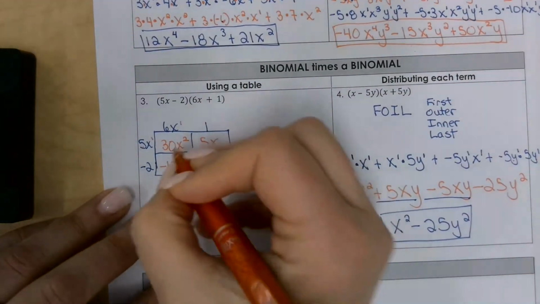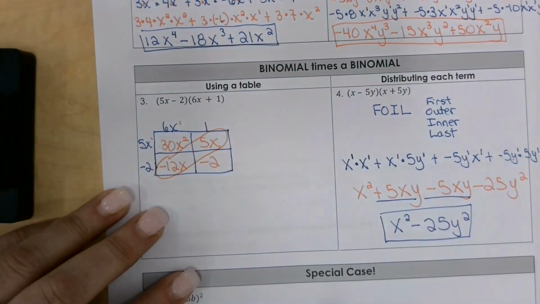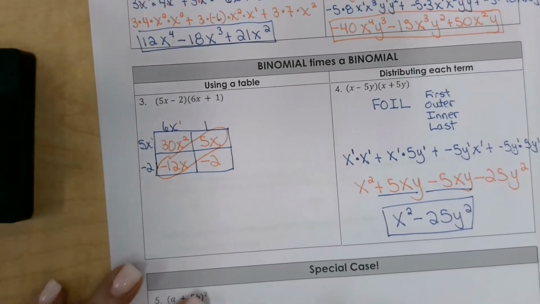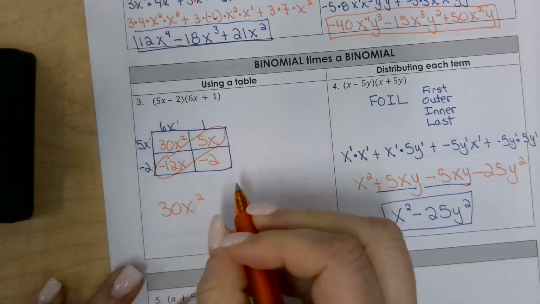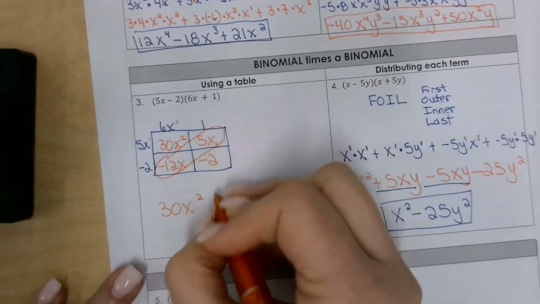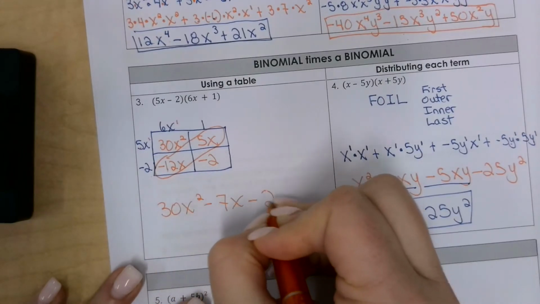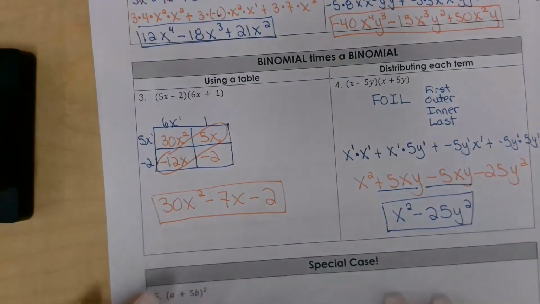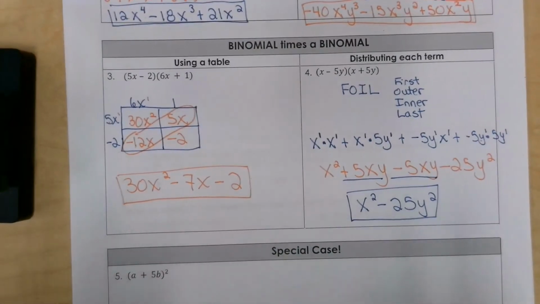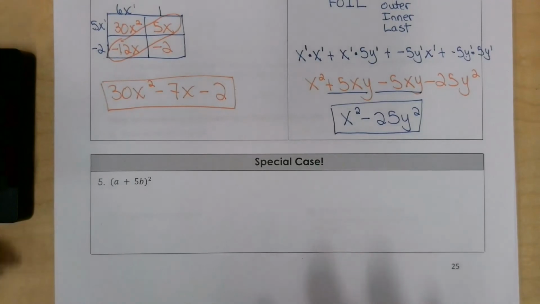Now, when you use a table, you are always going to get a diagonal. That is where you'll find your combining like terms. So I'm going to take my first term, 30x squared, that has nothing to combine with. Negative 12 plus 5 is minus 7x, and my last corner will have nothing to combine, minus 2. You can use either strategy for any binomial times a binomial. It is your preference, but it's nice to know that you have different ways to go about it.